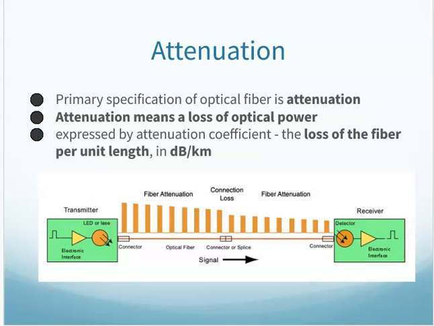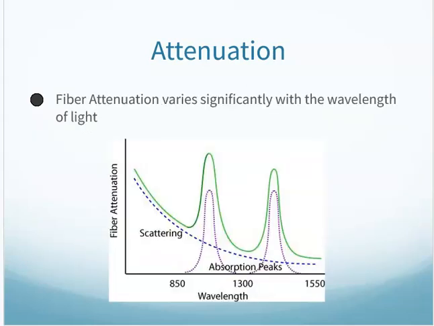So attenuation, the primary spec of optical fiber, is attenuation. Again, remember that's the weakening of the signal over distance. And this is usually expressed as loss of the fiber over distance. So how many decibels per kilometer? How many decibels of signal loss is there over the distance per kilometer?